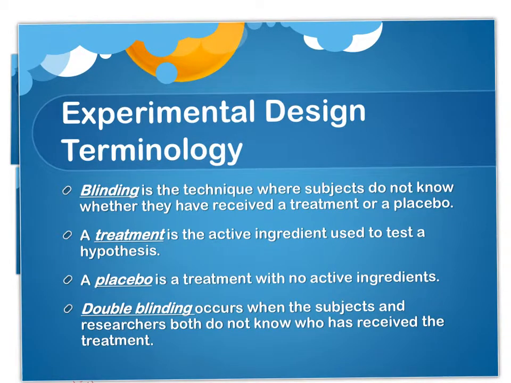Now, the other elements of an experiment that we're going to talk about are what we call blinding and the treatment groups. The first thing I want to talk about is the treatments. The treatments are the active ingredients used to test the hypothesis. So in our case, our treatments are going to be what groups we are putting these dogs into. That's going to help us establish a treatment. And a possible treatment for any kind of experiment can be what we call a placebo. And a placebo is a treatment that has no active ingredients.